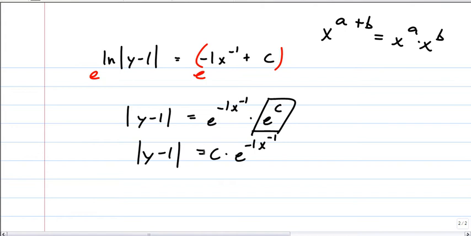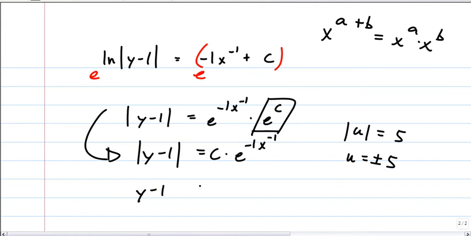So the reason I would do that is, look at how much better this step is. It's cleaner. So by separating that exponent, now we got that little trick. If I said the absolute value of u equals 5, how much is u? u is plus or minus 5. So you strip off the absolute value and slap plus or minus on the other side: plus or minus c e to the negative 1 over x.